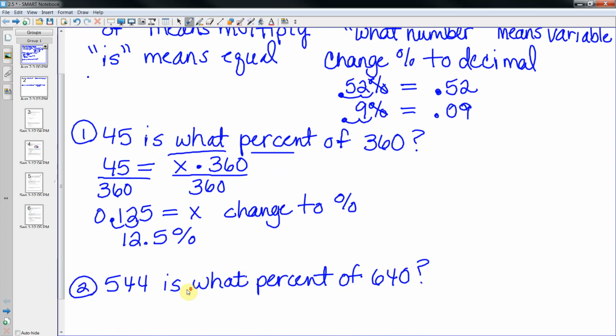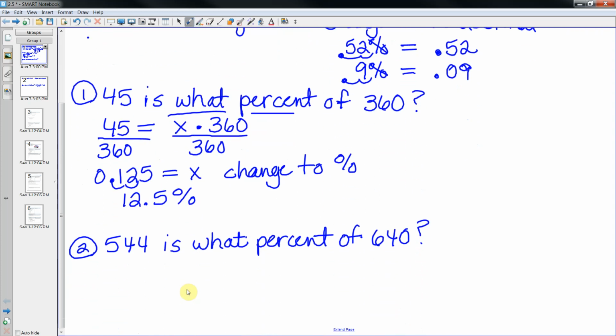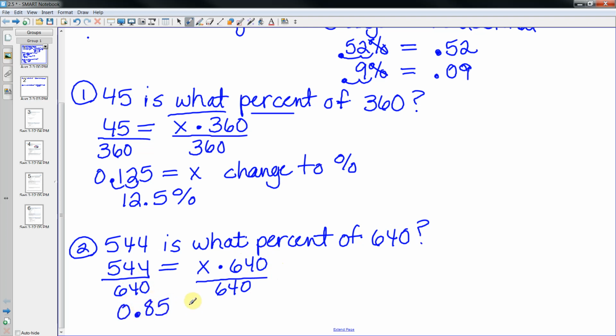Okay? All right, and the next one is going to be very similar. 544 is what percent of 640? So let's write that out. 544 is what percent of 640? So now again, we're working with the side that has the x, so I'm going to divide both sides by 640. So 544 divided by 640 is 0.85. And again, my question asks for a percent. So I need to move my decimal 2 places to the right and add a percent sign. So that gives me 85%.